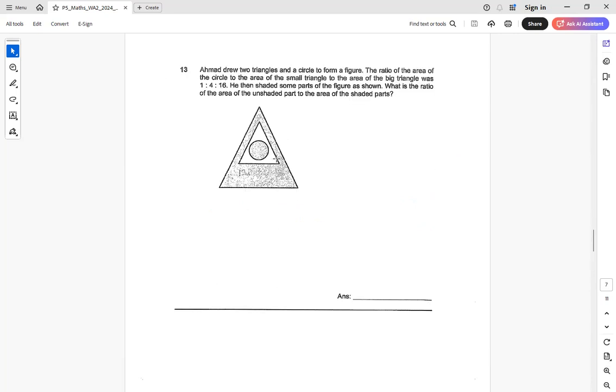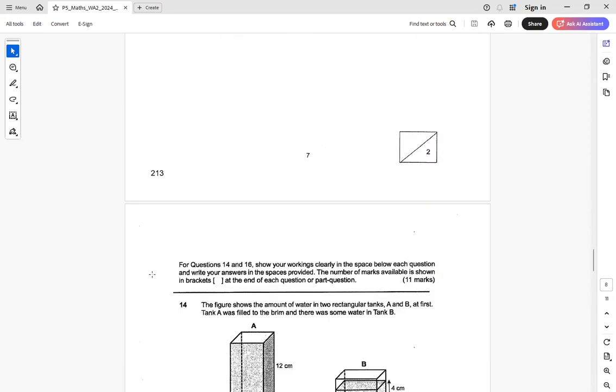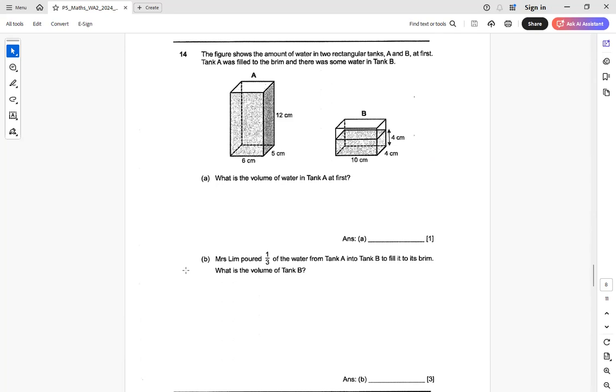Okay, question 13 is a ratio question as well, so I'll skip that question. We'll move on to question 14. The figure shows the amount of water in two rectangular tanks A and B at first. Tank A was filled to the brim and there was some water in tank B. So part A, you want to find the volume of water in tank A at first. So tank A is filled to the brim, right? So to find the volume, just take the length times the breadth times the height.